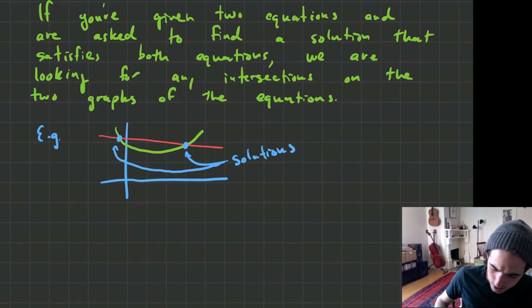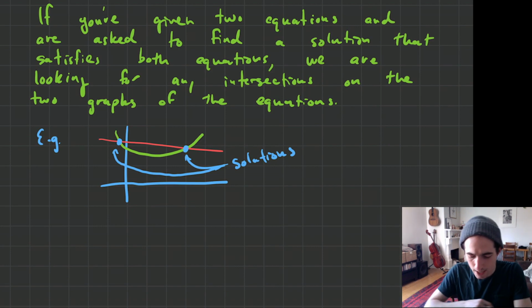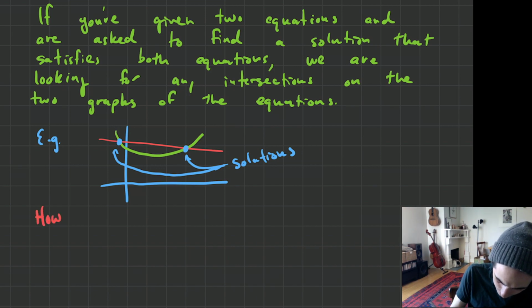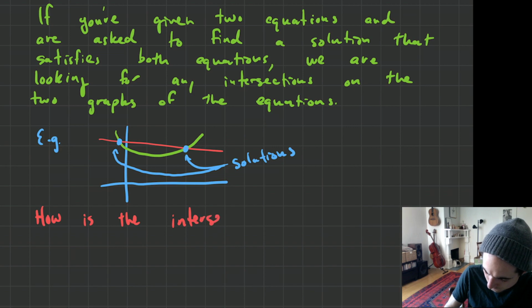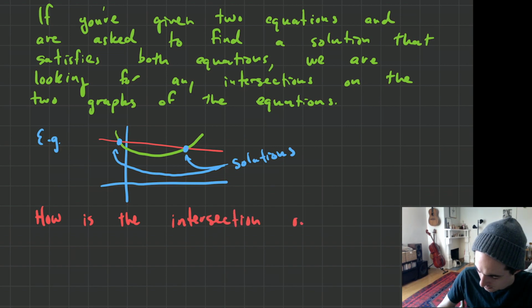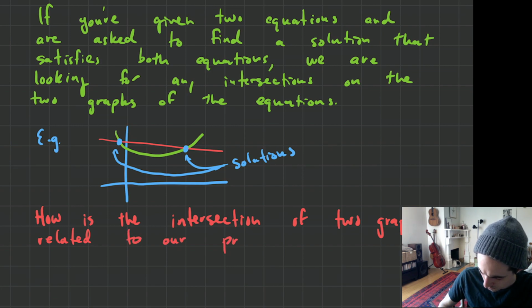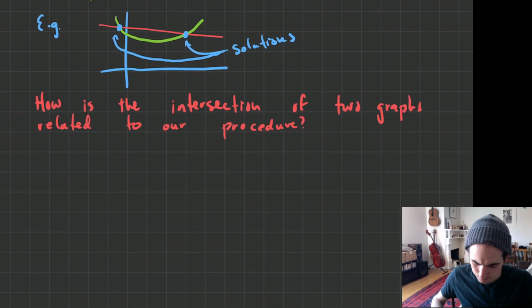So, translating this into algebra, how is the intersection of two graphs related to our procedure? Okay? Well, it works like this.